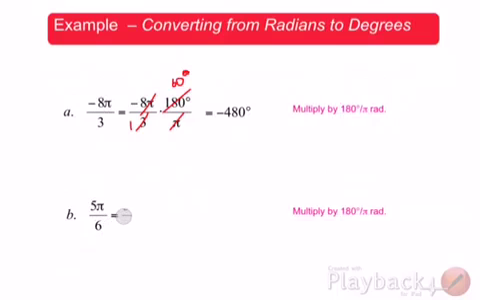5 pi over 6, I'm going to multiply my 5 pi over 6 by 180 degrees over pi. Again, my pi's cancel. 6 goes into 180 30 times, and 6 goes into 6 once. So 5 times 30 is 150 degrees. Okay, so really easy stuff to begin with.